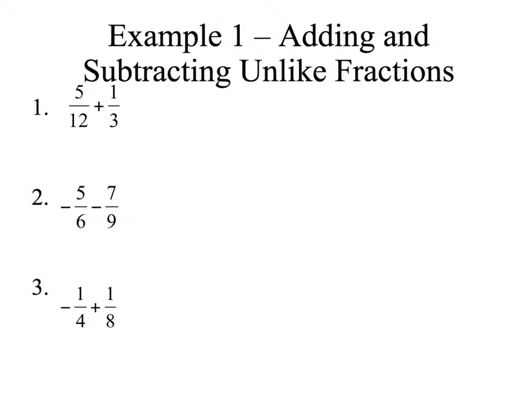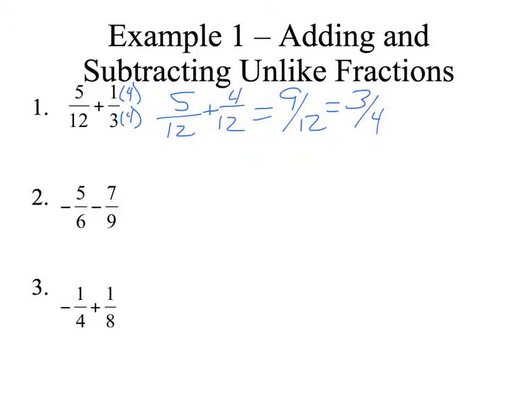In this case, I can very easily multiply the second fraction, top and bottom, by 4 to get a common denominator of 12. It's going to give me 5 over 12 plus 4 over 12. 4 times 1 is 4, 4 times 3 is 12. Now I can add just like I did in the warm-up. I'm just adding my numerators together. That's 9 over 12. That will reduce. I can divide top and bottom by 3, giving me 3/4 as my final answer.